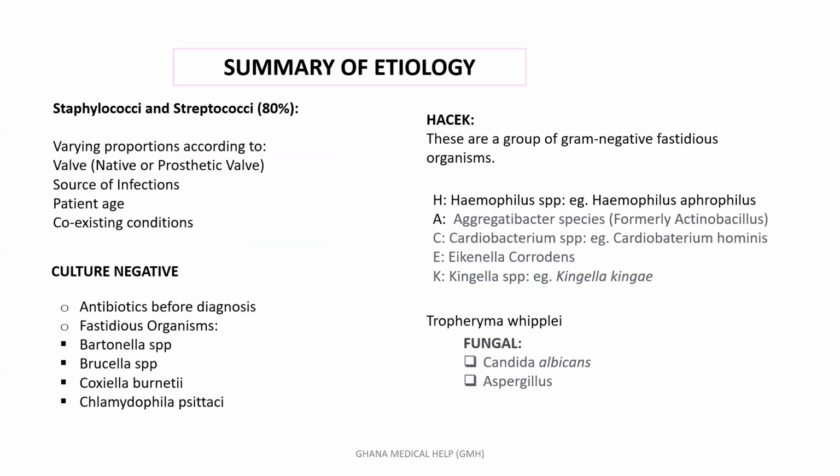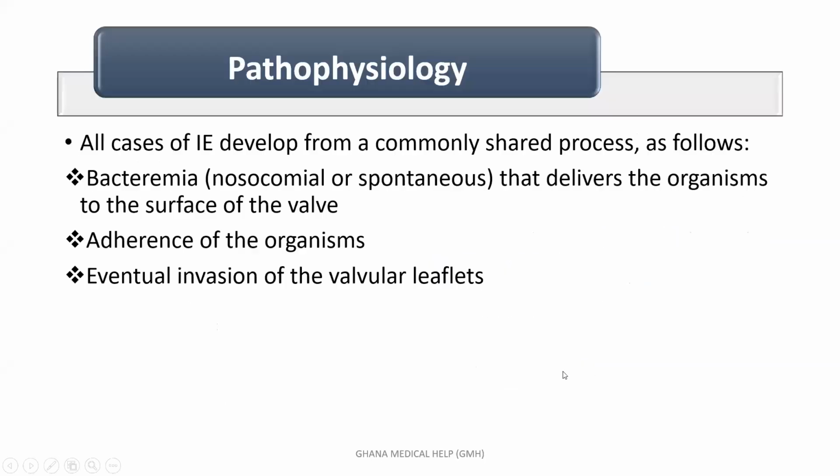Sometimes you send a sample to the laboratory and it comes out negative because of antibiotic use before making a diagnosis. And we have these fastidious organisms. Examples are the Bartonella species, the Brucella species, Coxiella burnetii, which causes Q fever, and Tropheryma whipplei. We also have the HACEK, as we have already discussed earlier on, and Tropheryma whipplei, which causes Whipple's disease, and the fungi.